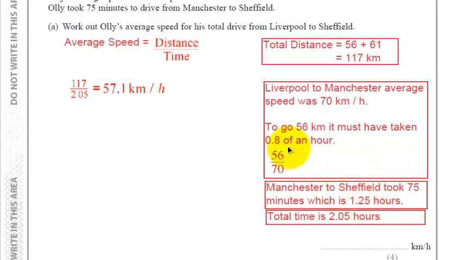1.25 plus 0.8 gives me a total time of 2.05 hours. And then on my calculator I do 117 kilometres divided by 2.05 hours, and I get 57.1 kilometres per hour.